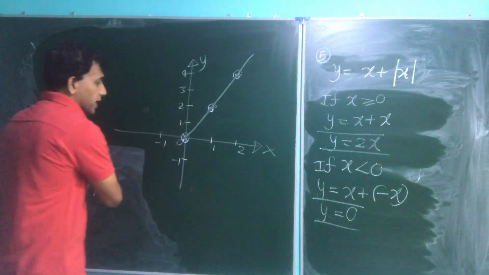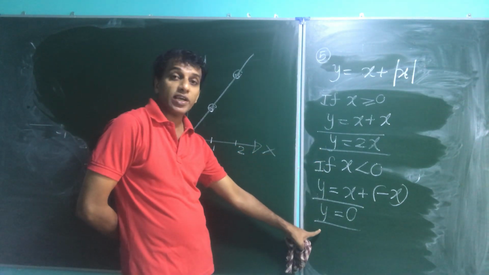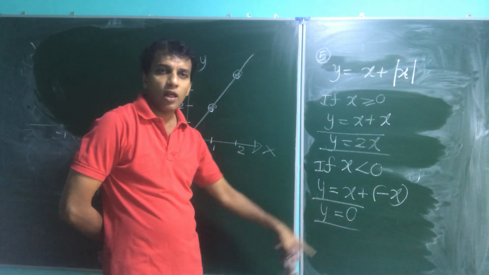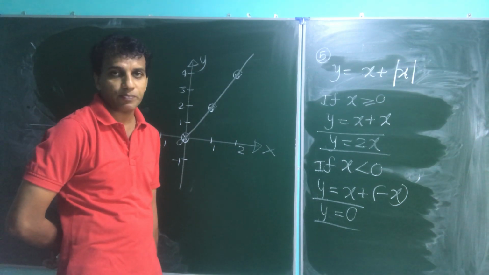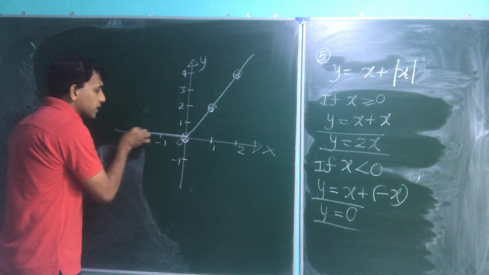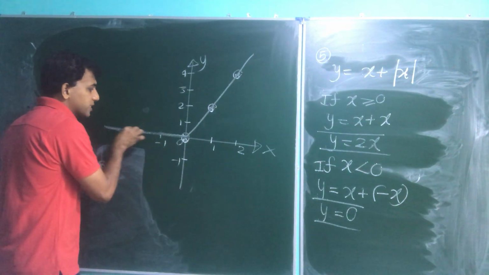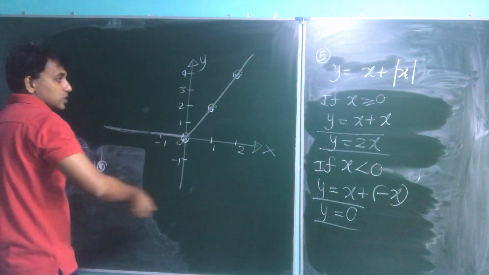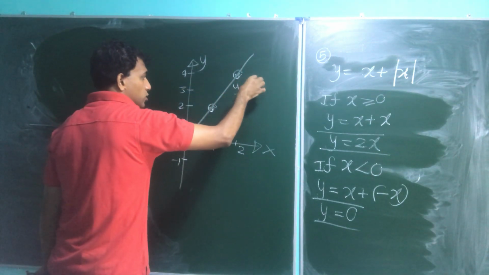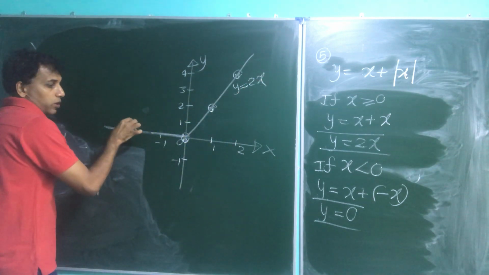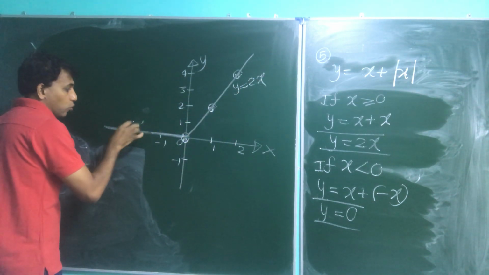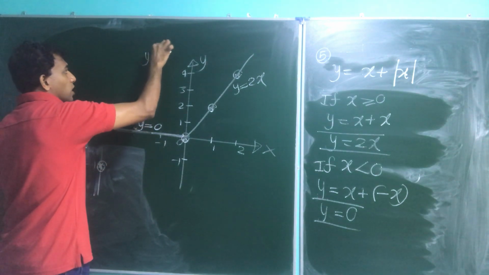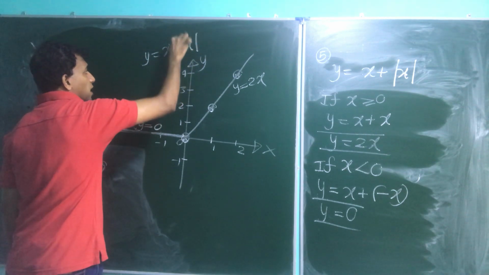Next one, negative side, x less than 0, the graph is y equals 0. What is y equals 0? No x values. y equals 0 means the x-axis, okay, x-axis. Therefore, this is the part. See, like this graph along the x-axis. One is this and this. This is called the y equals 2x graph. This is called y equals 0. The combined answer is for what? The y equals x plus modulus x graph, right?